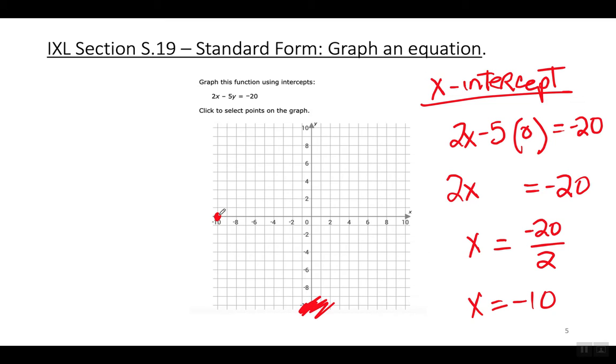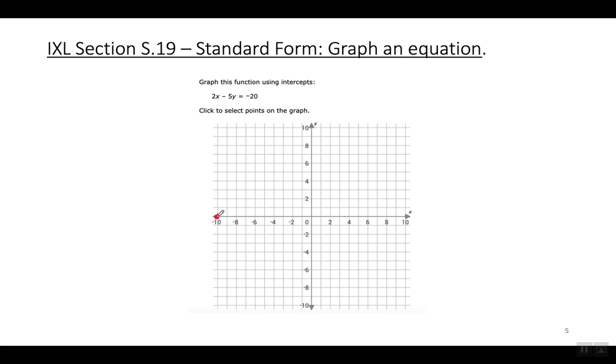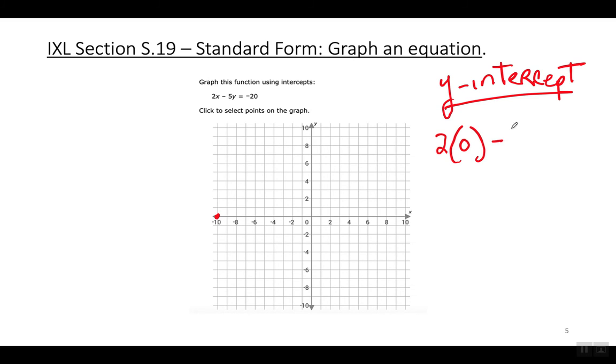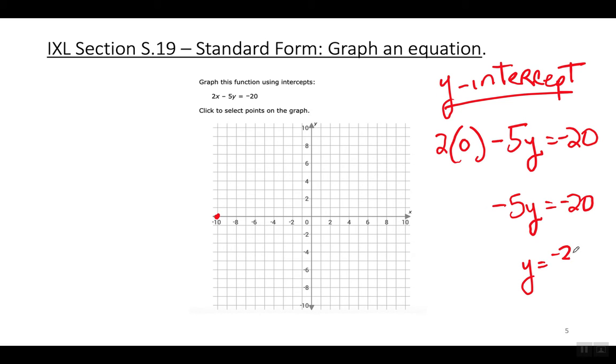Okay, now I'm going to do the same thing for the Y-intercept. I'm going to make x equal to 0. Para encontrar el intercept de y, tengo que hacer x igual a 0. So all this cancels out, so now I got negative 5y equals negative 20. So y equals negative 20 over negative 5, so y equals positive 4. And then just connect the dots.